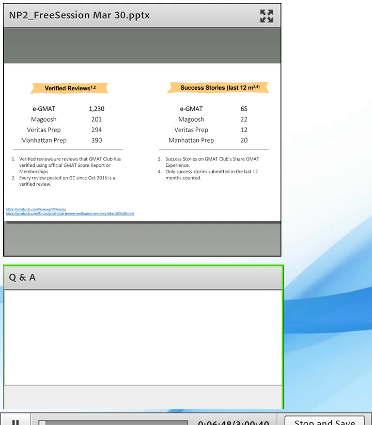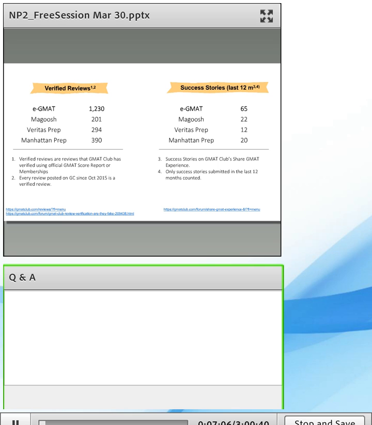Similarly, when you look at the number of success stories posted over the last 12 months, more success stories mention e-GMAT than mention all of the other prep companies combined. And again, this is over the last 12 months. You can go take a look at the GMAT Club Share GMAT Experience forum and filter by the tag e-GMAT overall.